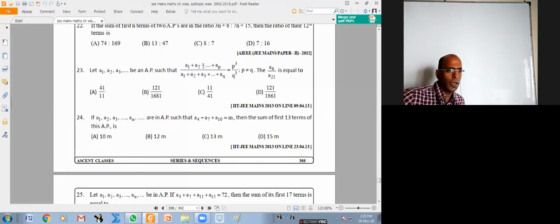With the given data, we can prove many answers are possible. If you do one particular method, you will get one answer, the given answer. But there are other methods also. So 23 as such, the question itself is wrong. You cannot get p cube by q cube in general. It is not possible. Is it okay for 23?